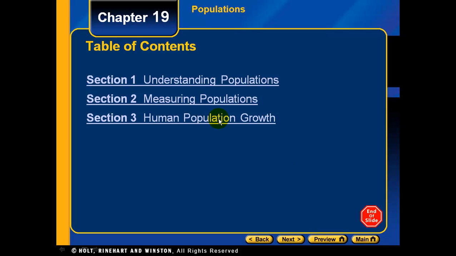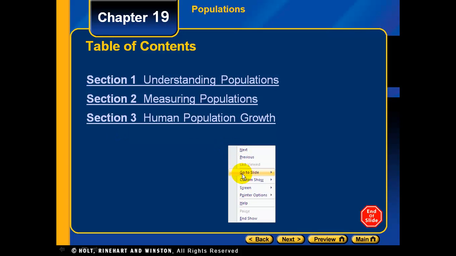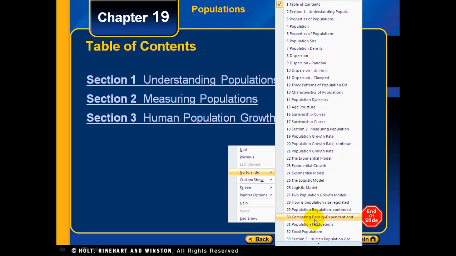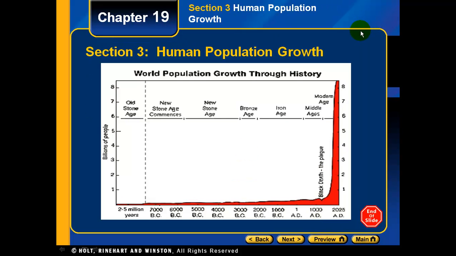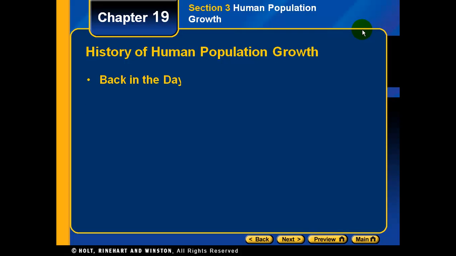All right, this is the last podcast for STEM Biology, Chapter 19, Section 3, Human Population Growth. Here we go. All right, some history.